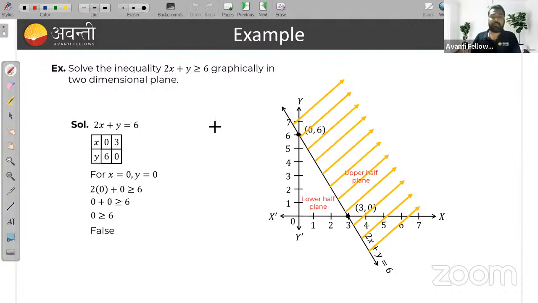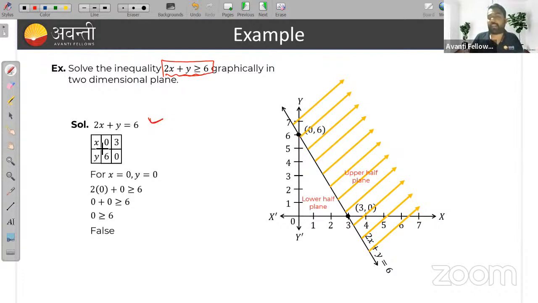Yes. Chalo. So graphically, how can we solve this inequality? First of all, the rule, first step, what is the rule? What you have the inequality, you have to make into equality. That is, you have to change this inequality into equality, that is 2x plus y is equal to 6. And make the table to draw the graph for this line.